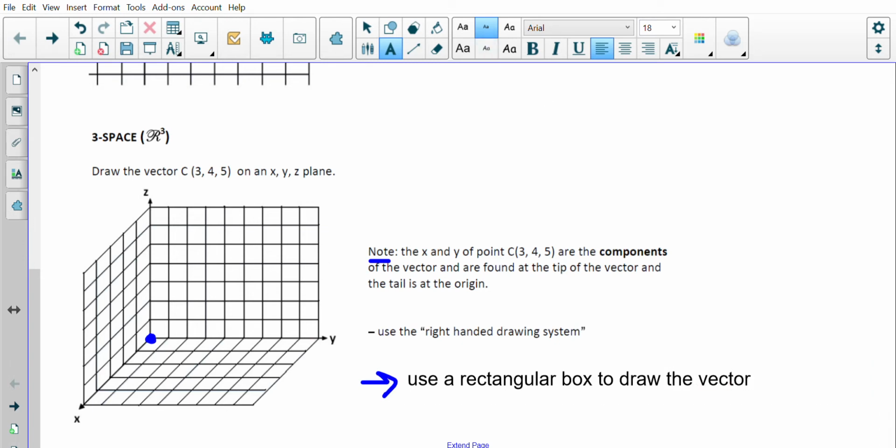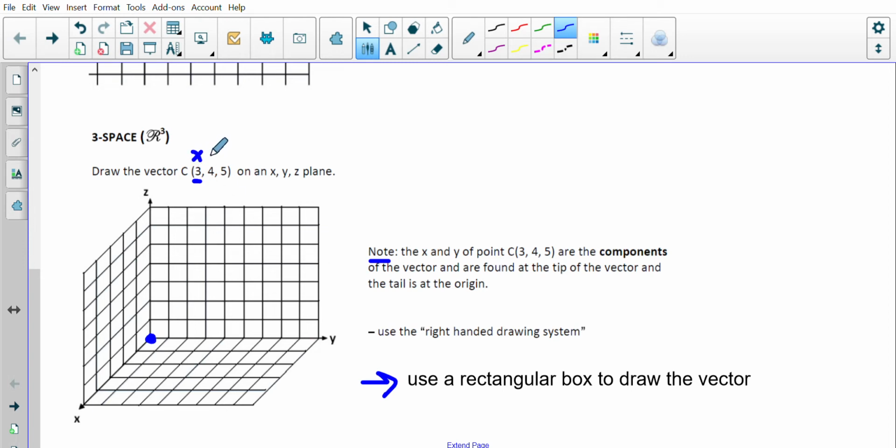All right, so here's how I'm going to do that. I'll use blue. So there's our origin right there. Now, point C goes x, y, z, in alphabetical order. And so the x is going to go out 3. So I'm going to count 3, and put an edge of a box right there. The y value is going to go out 4, to the right. 1, 2, 3, 4.